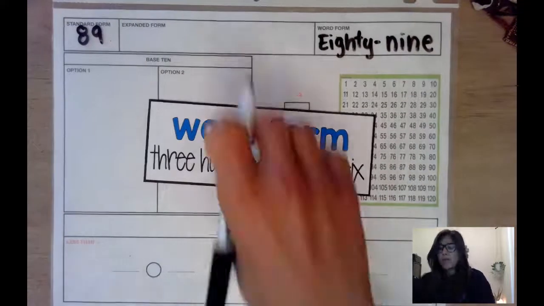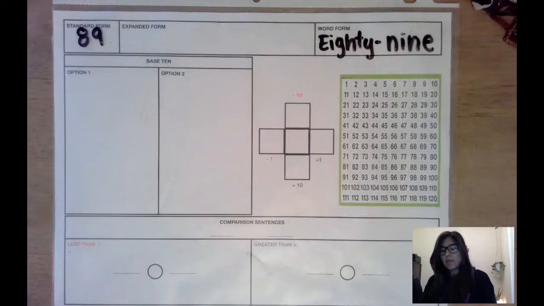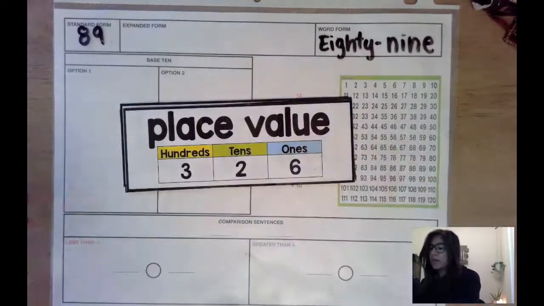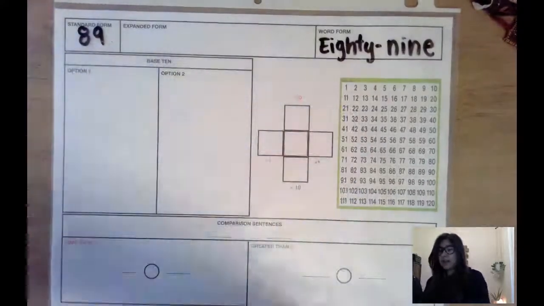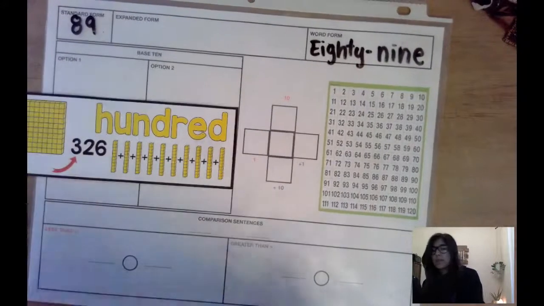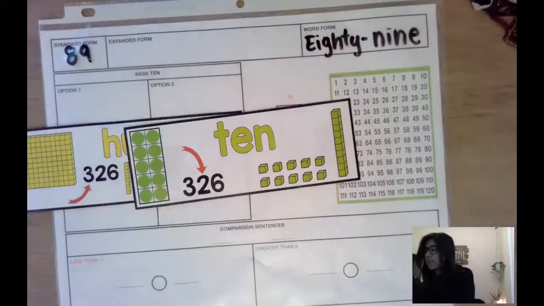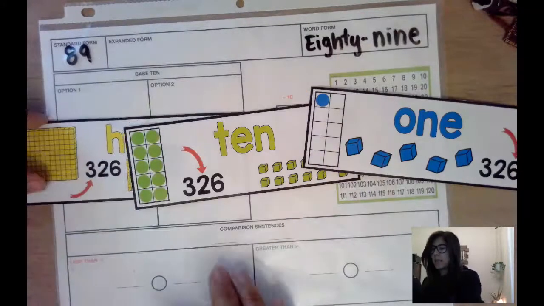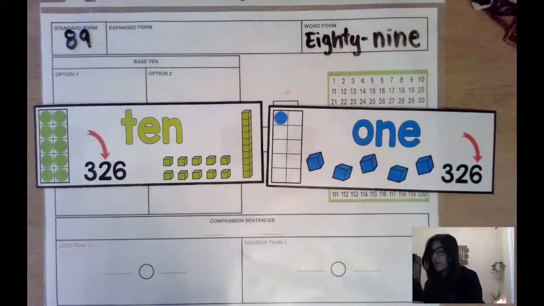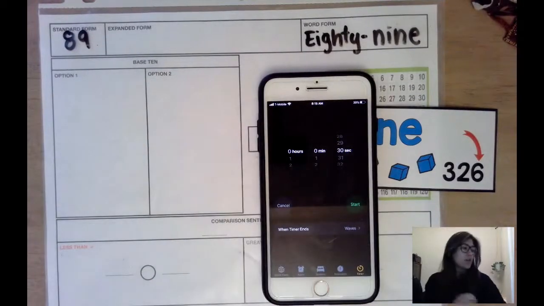Excellent. Alright, and now I'm going to give you 30 seconds to represent the number 89 using place value. So remember, we start from the greatest place value to the least place value. So does it have any hundreds? How many tens? How many ones? In this case, the number does not have any hundreds, so you ask yourself how many tens and how many ones. 30 seconds. Represent in your notebook.